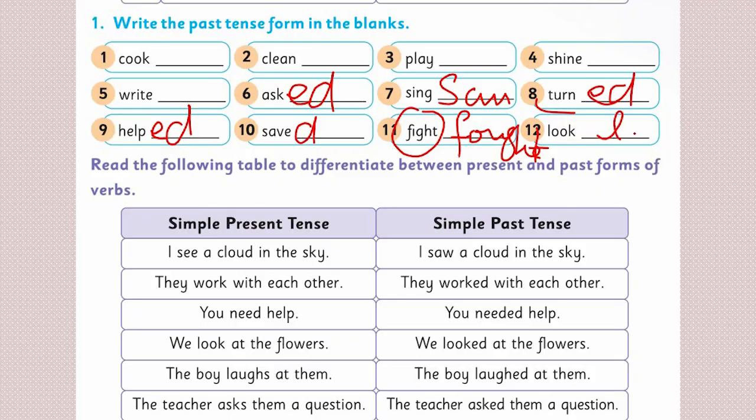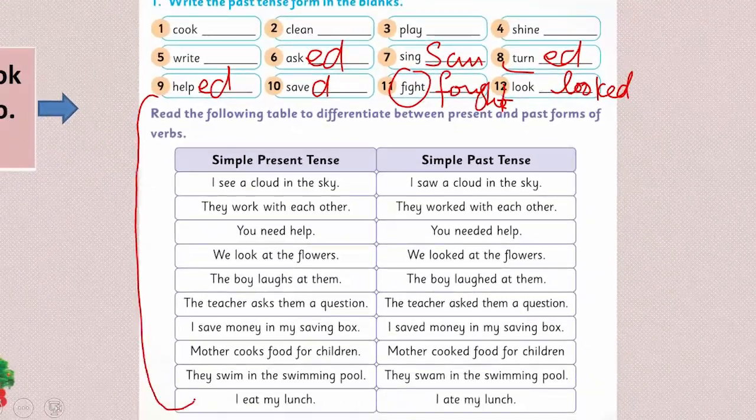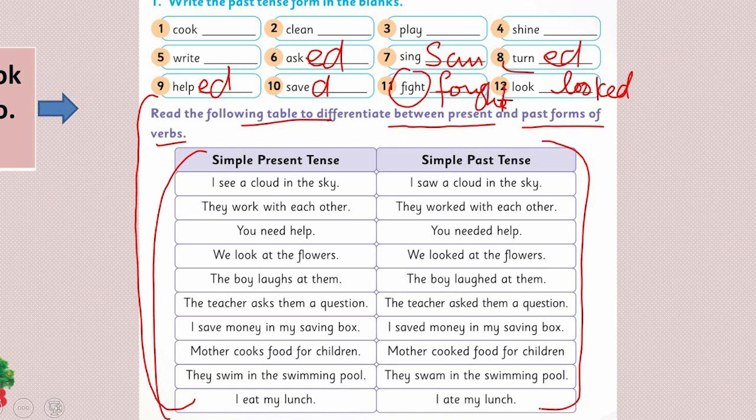Look. Looked. So this is another task here. Read the following table to differentiate between present and past form of verbs. Dear student, we have learned the concept of the present and past tense here, the present and past form of verb. So what you need to do, you have to identify the simple present tense and the simple past tense here.